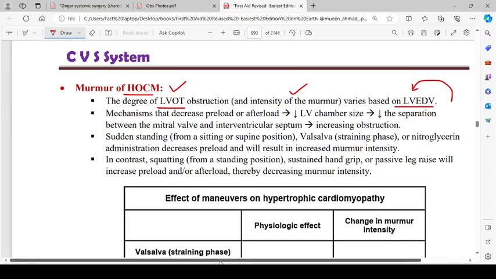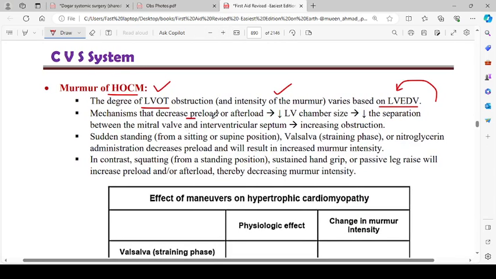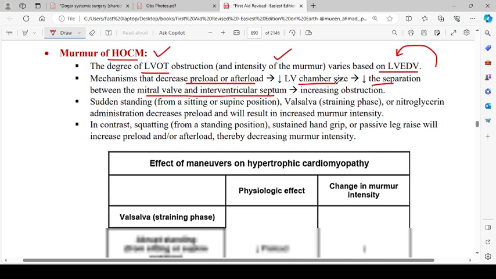Mechanisms that decrease preload or afterload will decrease the left ventricular chamber size. They will decrease the separation between the mitral valve and the interventricular septum and thus increase the obstruction, and the murmur will be exaggerated. Sudden standing from the sitting or supine position, Valsalva with the standing phase of that, or nitroglycerin administration decrease the preload and they will result in increased murmur intensity. You must remember these things and they're important.